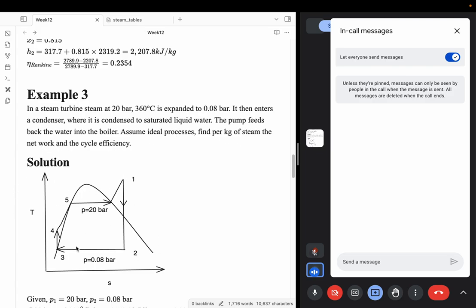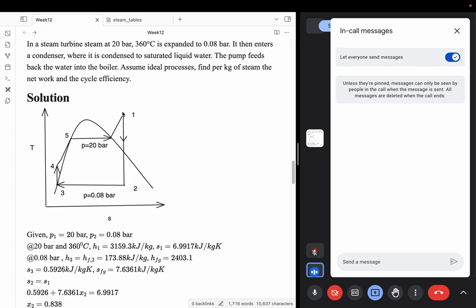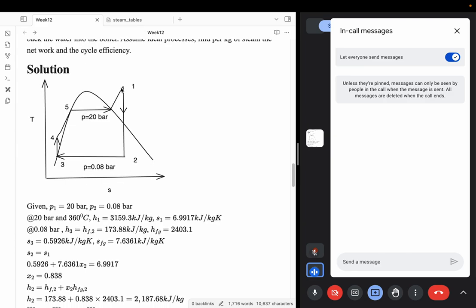Okay, so if you put it on a TS plot, this is how it looks. State 1 is superheated, and then it goes through isentropic expansion. This is the condenser heat rejection, and then you have isentropic compression here. And from there again you have constant pressure heat addition. So this is straightforward. P1 is 20 bar, P2 is 0.08 bar. At 20 bar and 360 Celsius, you can calculate the enthalpy and entropy from the superheated steam tables.